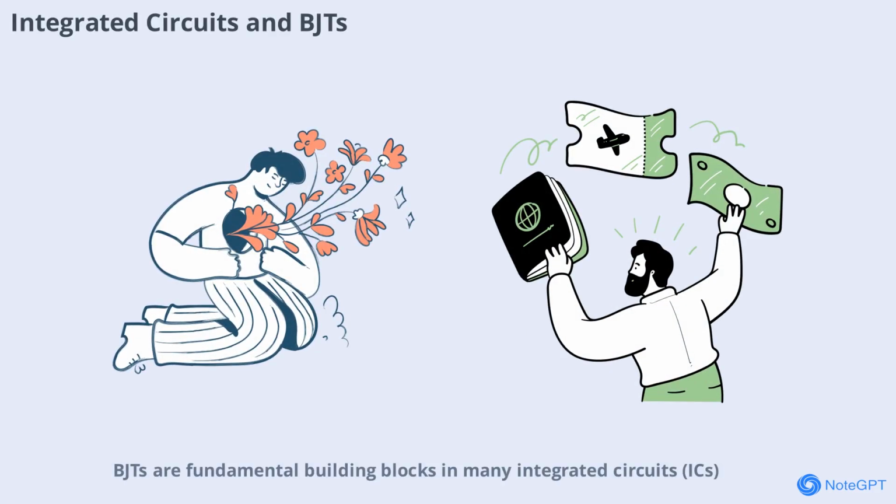BJTs are fundamental building blocks in many integrated circuits (ICs). They are used in amplifiers, oscillators, and switching circuits within ICs. Their small size and high performance make them ideal for large-scale integration in modern electronics.